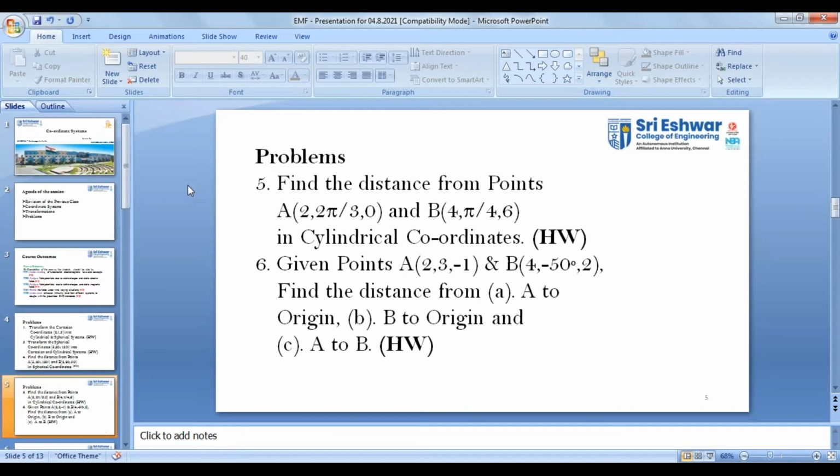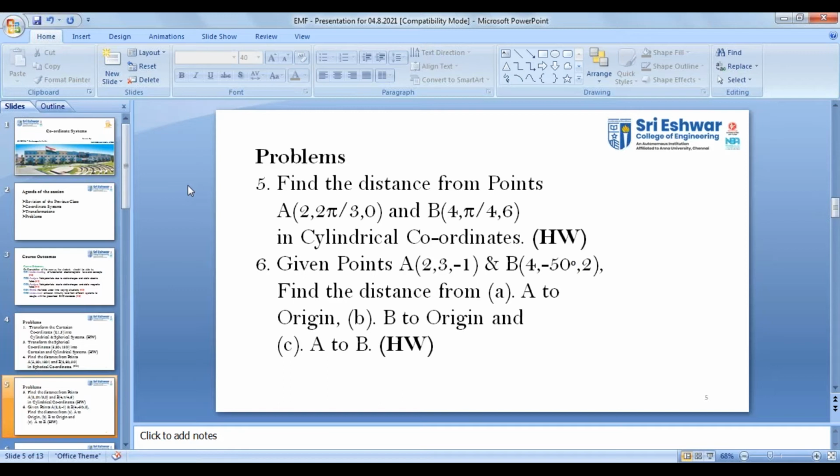So point A is now 2, 120 degree, 0. Point B is 4, 45 degree, 6. For these 2 points, we have to find the distance. Both are in cylindrical coordinates. So in the cylindrical model we have to convert to Cartesian. After that, we try to use the distance formula. That's all. Look at the 6th problem.